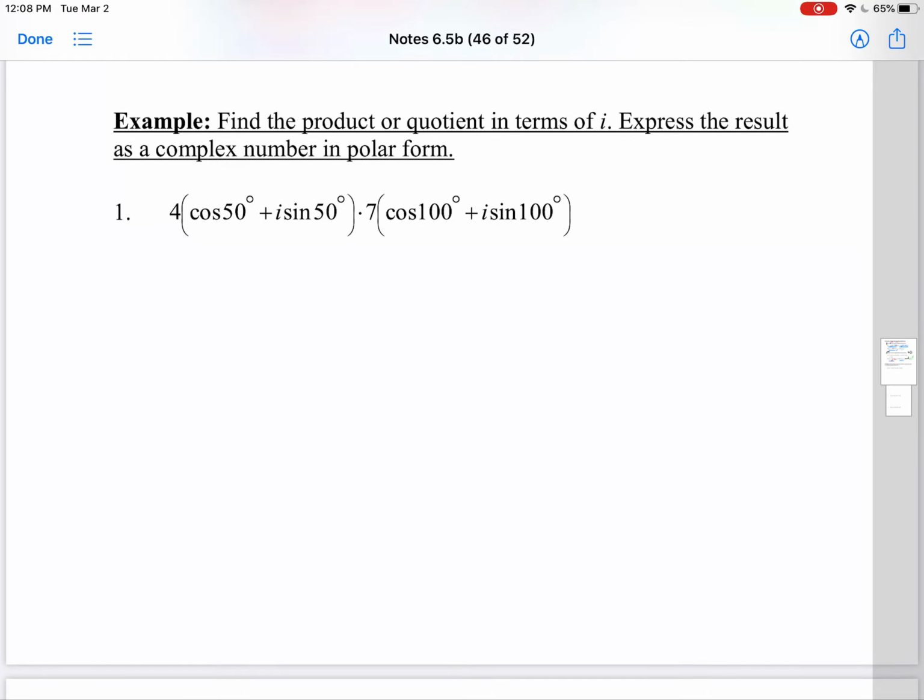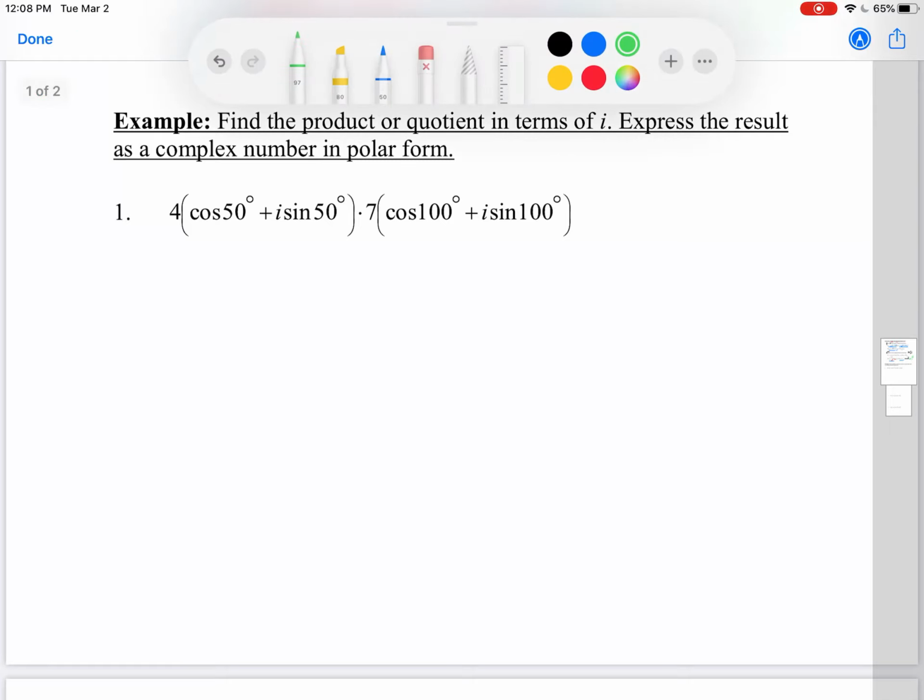So we'll start with question 1. The directions say find the product or quotient in terms of i. So our final answer should have an i in it, an imaginary number, because we're talking about complex numbers. And then express the result as a complex number in polar form. So if you remember from the last section of notes, complex numbers in rectangular form are always a plus bi. We're going to have a real number plus an imaginary number. So that's what we want our final answer to look like. So we do want an i in the end, so don't lose it in the formula.